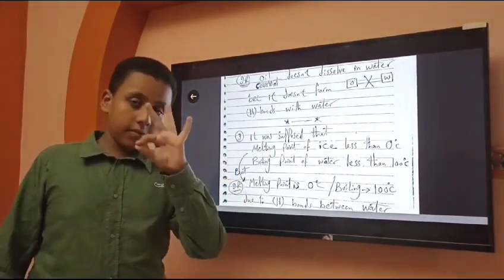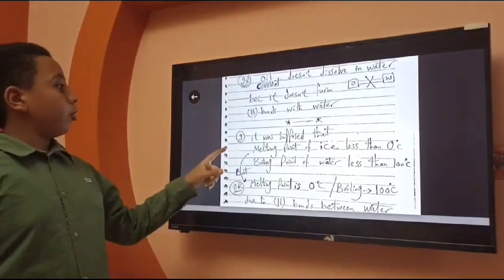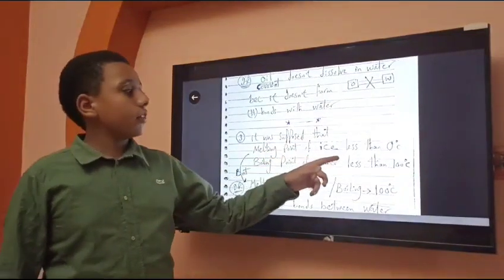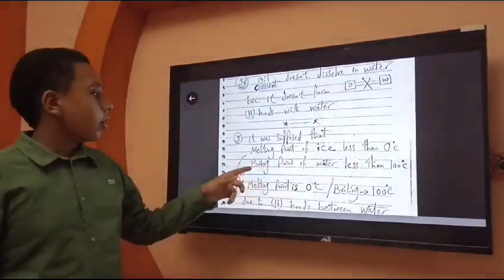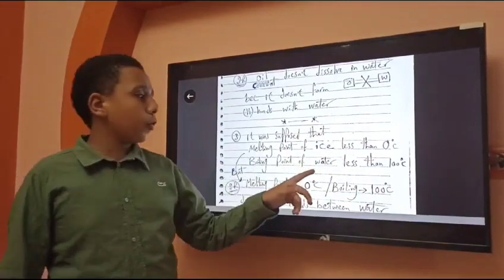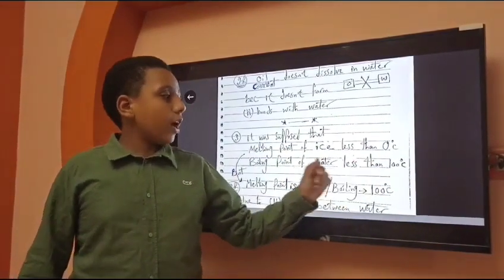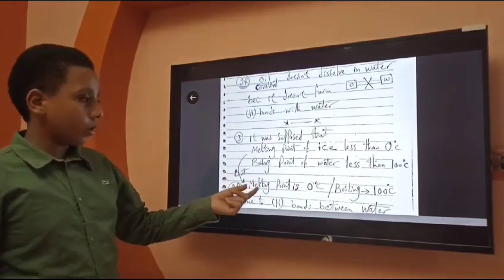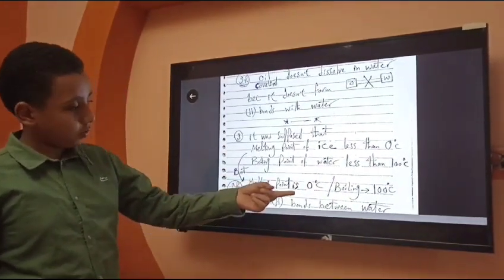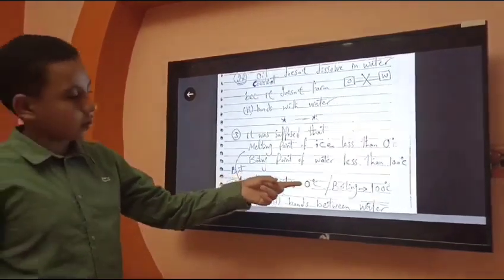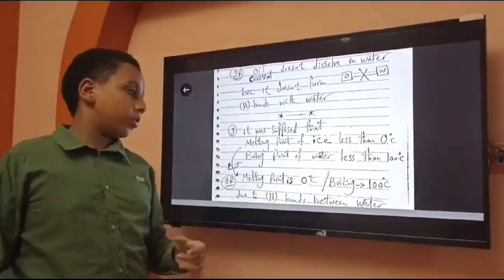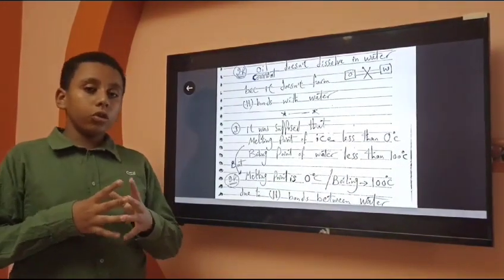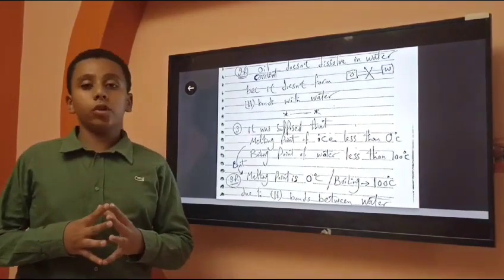The third thing in the physical properties: the melting point of ice is 0 Celsius degrees, and the boiling point of water is 100 Celsius degrees. Give reason. Why? Due to hydrogen bonds between water molecules.